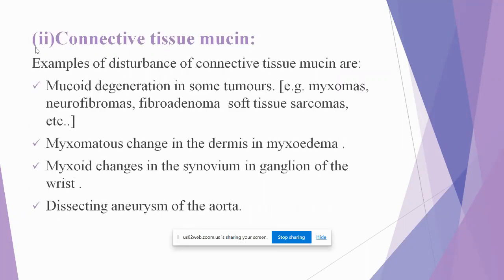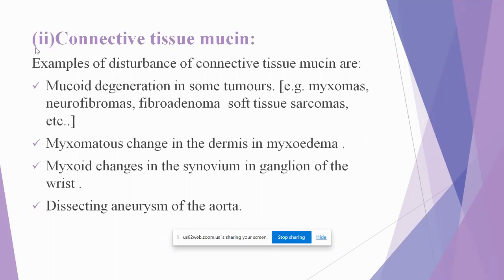Then the next one is mucoid changes. This is connective tissue mucin. In connective tissue mucin, examples of disturbance of connective mucins are mucoid degeneration in some tumors, for example myxomas, neurofibromas, fibroadenoma, soft tissue sarcomas, etc.